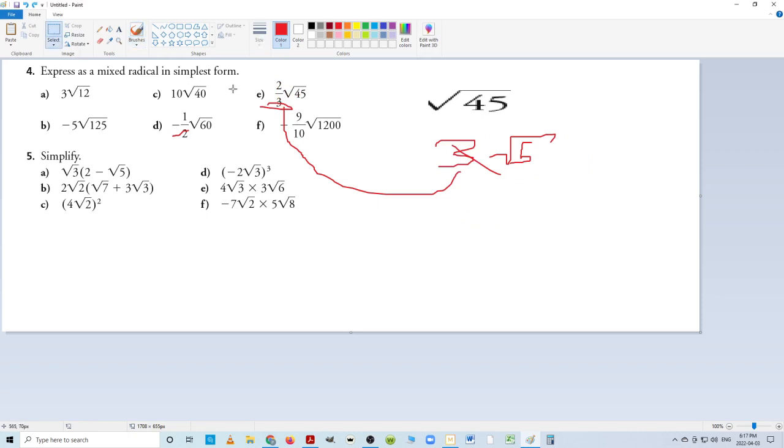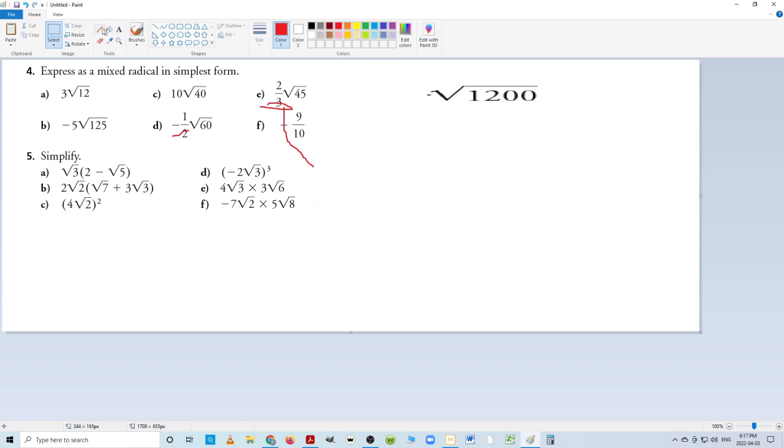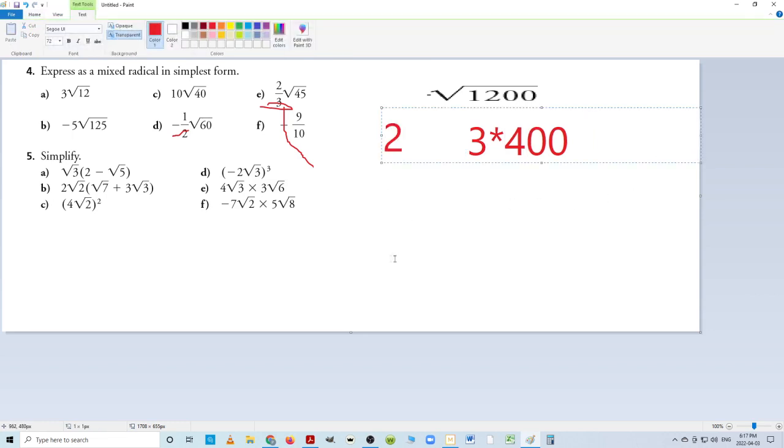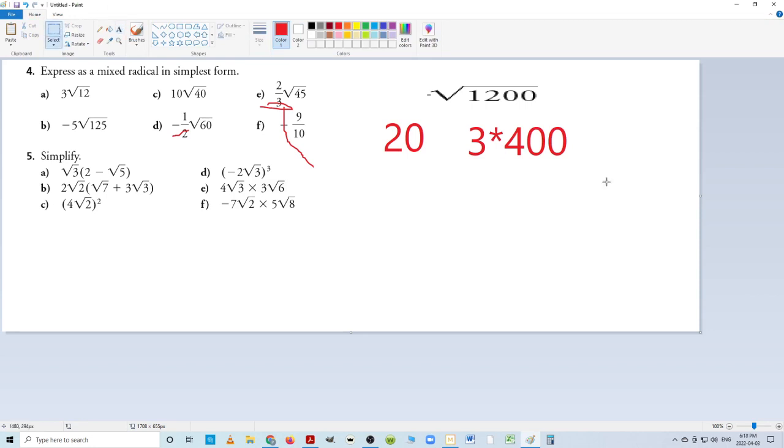Okay, and what about this other one? So 12, you can immediately see, you might be tempted to go, oh, it's 12 times 100. And 100 has a square root of 10. But 12 can also be broken down into 3 times 4. And so we can just focus on this part of it. 3 times 400, and the square root of 400 is 20. So that means this 1200 simplifies into 20 times the square root of 3.